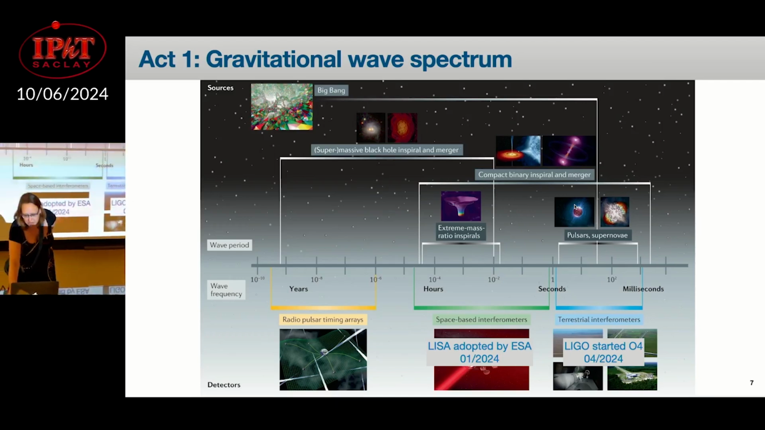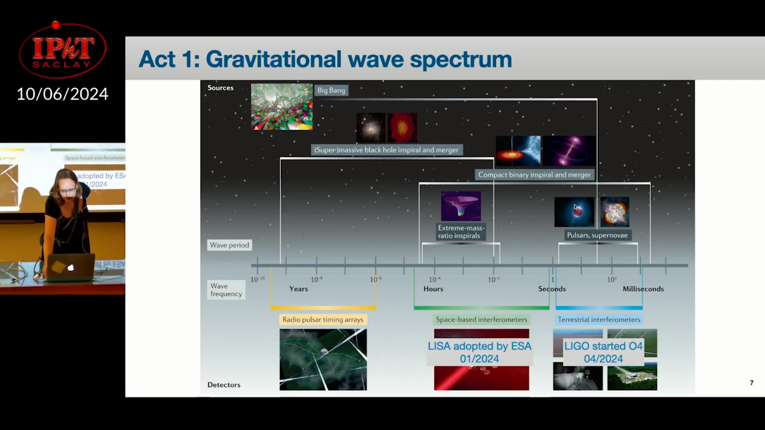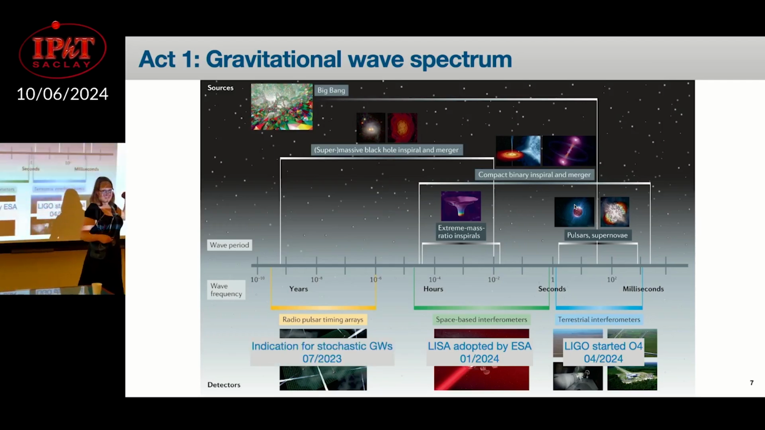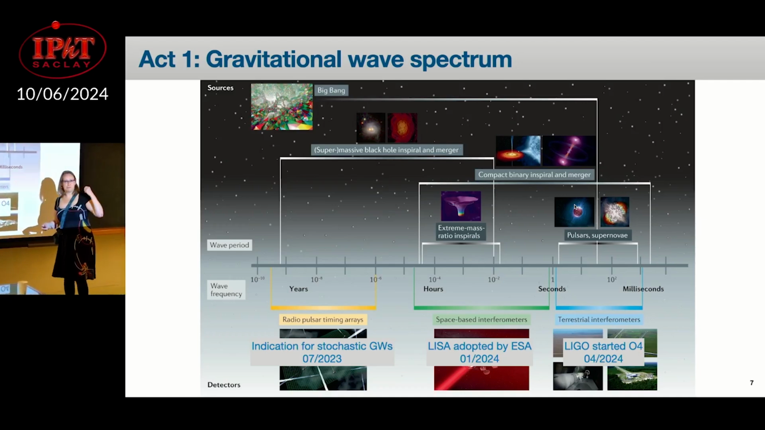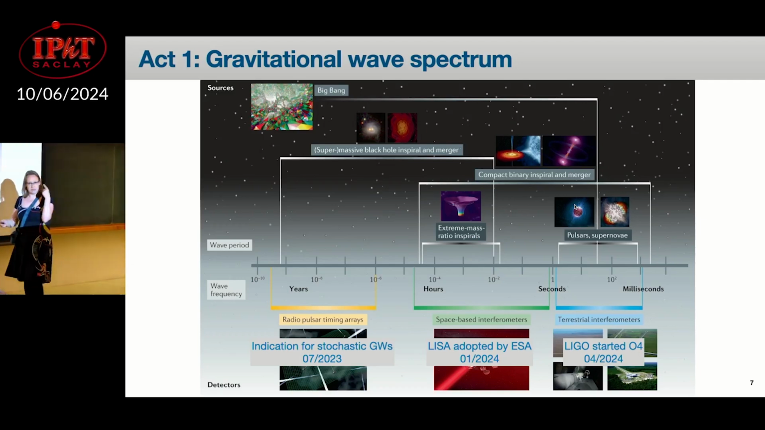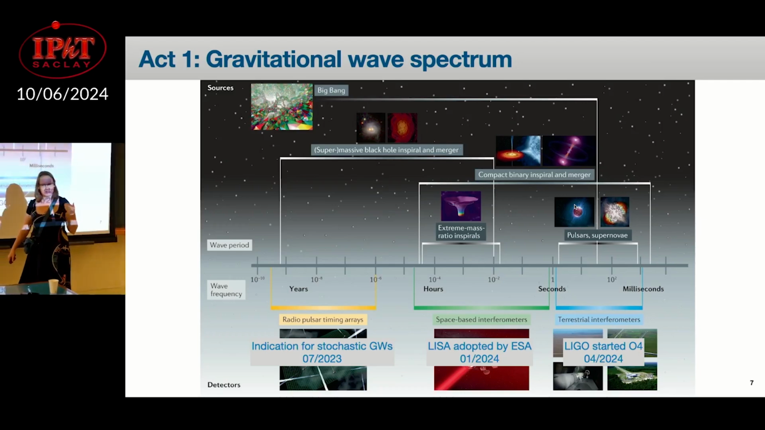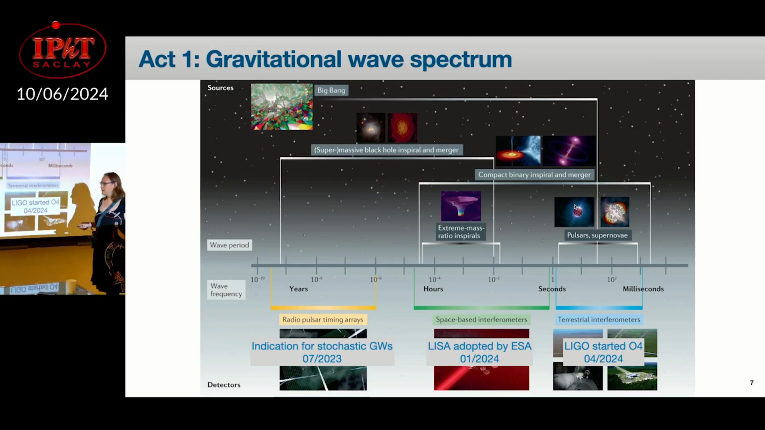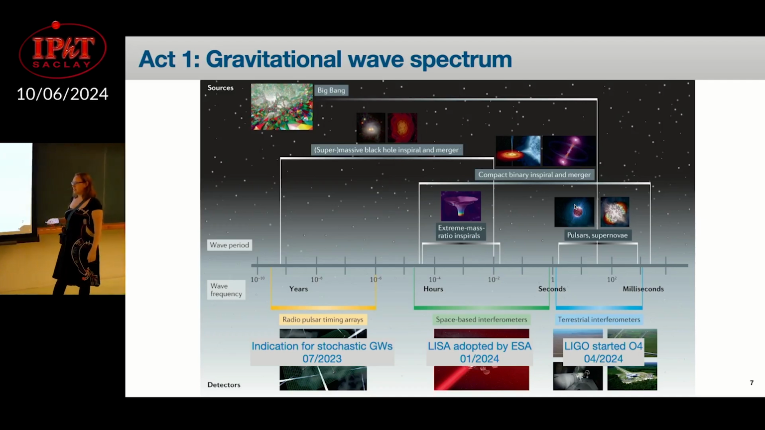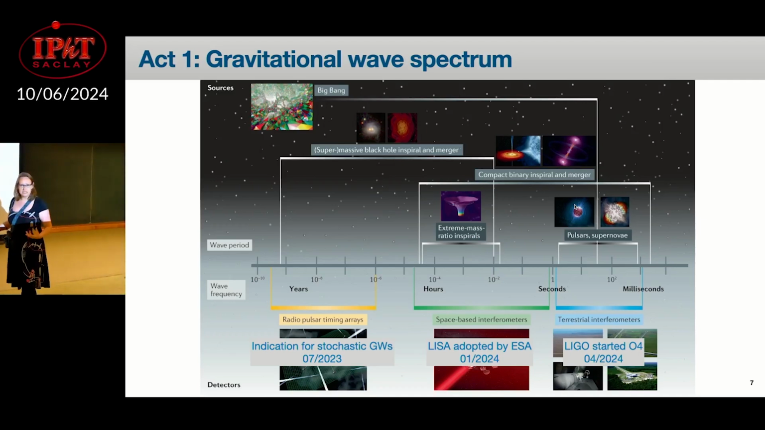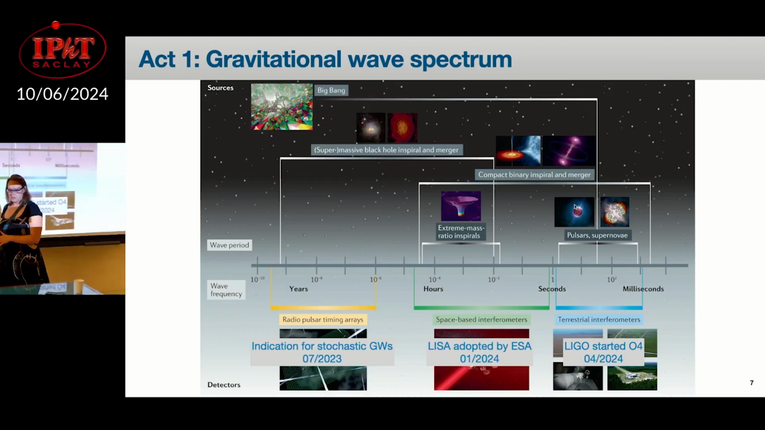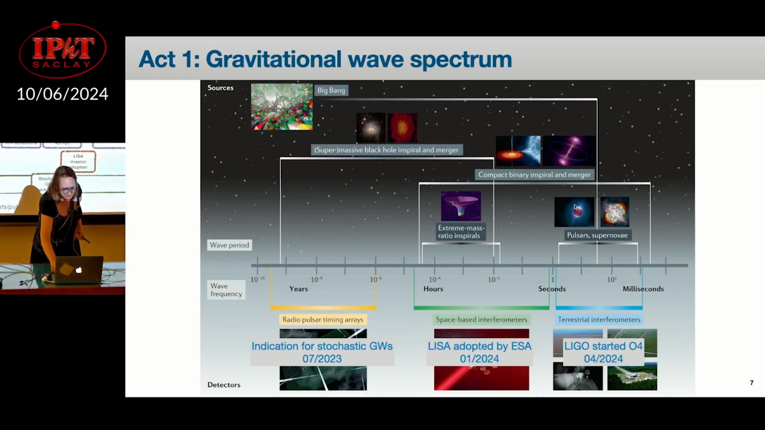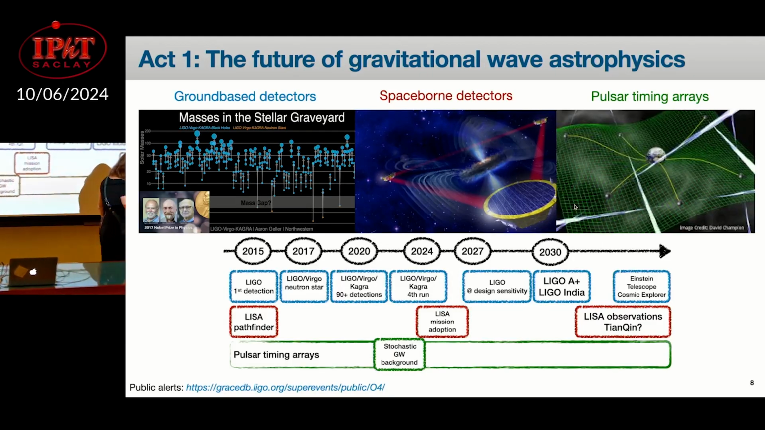And if we go to even more massive black holes or think about stochastic gravitational waves, we are using neutron stars themselves, the arrival times of radio pulses from rapidly rotating neutron stars, to look for gravitational waves in the nanohertz regime. So this is called pulsar timing arrays, and there was a big announcement almost a year ago that they have a very strong indication for the detection of stochastic gravitational waves. Good. And then just to think about the future, I like to show this timeline.